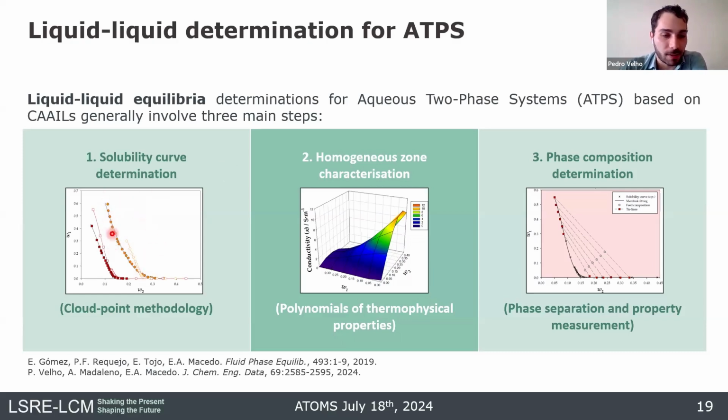Here you have just 4 examples of different solubility curves of some systems. After doing so, we can correlate the solubility data using, for example, the well-known Merchuk equation or other empirical models.